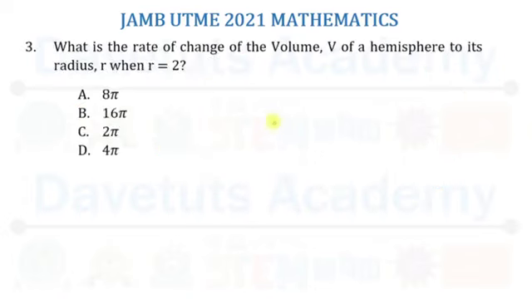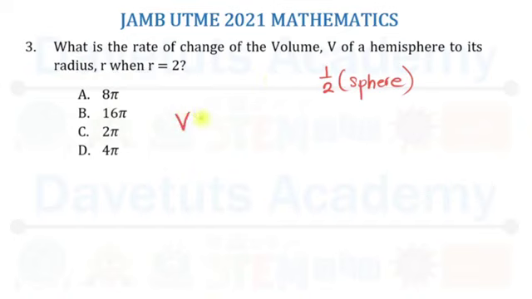In this question on the application of differentiation, we are being asked what is the rate of change of the volume V of a hemisphere to its radius when the radius is 2. So the very first question we need to ask ourselves is what do they mean when they are talking about a hemisphere? When you hear the word hemisphere, that is referring to half of a sphere. And particularly in this question, we are talking about the volume of that sphere.